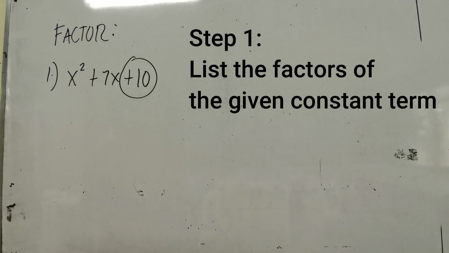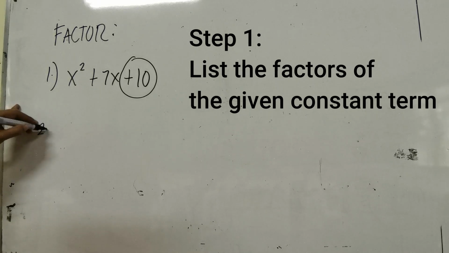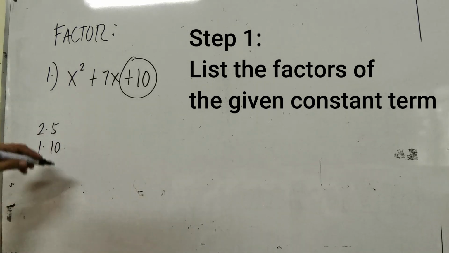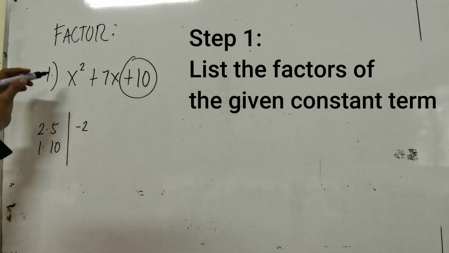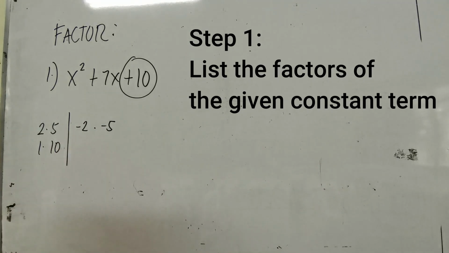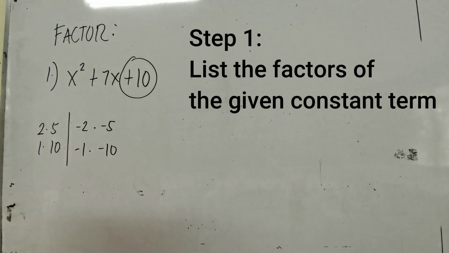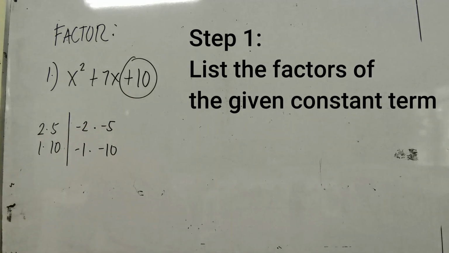Isama na rin natin yung mga negative numbers. So, for example, we have 2 times 5, that is 10. 1 times 10. Then, after that, wala na. Then, on the other side, pwede rin naman nating sabihin na factor din niya si negative 2 times negative 5 and si negative 1 times negative 10. Since pag minultiply natin yan, that is also equal to positive 10. Okay, next. Step 2.